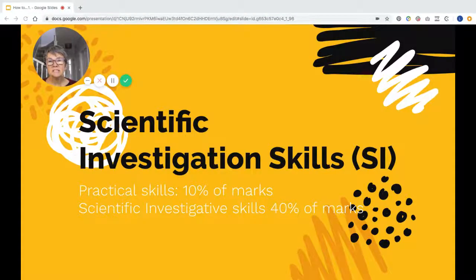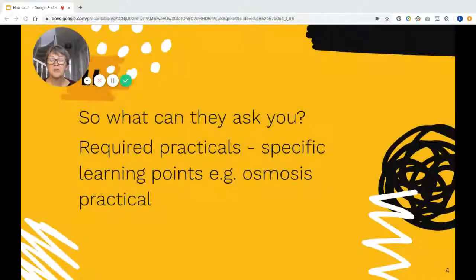So, scientific investigation skills. For the practicals that you do in class, the actual specifics of the practicals, they can ask you up to 10% of your marks on questions like those. However, scientific investigation generally, they'll ask you up to 40% of your paper. So it's really sensible to spend a lot of your time making sure you absolutely nail these, because they're limited to how many questions they can ask you. So once you understand the questions, you'll be able to answer this on all the required practicals that you do.